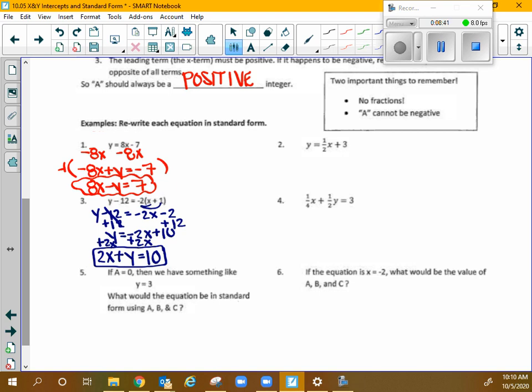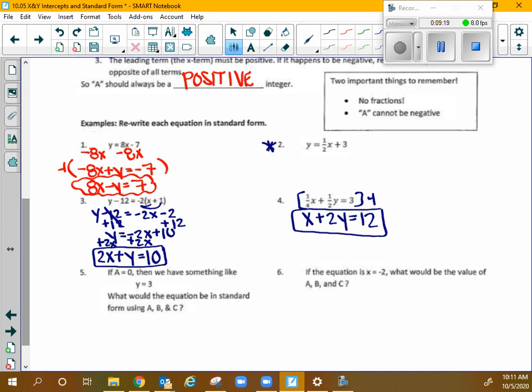Number 4 is almost there. All my variables are in the right spaces. What's wrong with it? Fractions. What's my common denominator? 4. 1/4 x times 4. Okay, so x, half of 4. So plus 2y. 3 times 4. Do I have to do anything else? Nope, everything checks out. That's it.